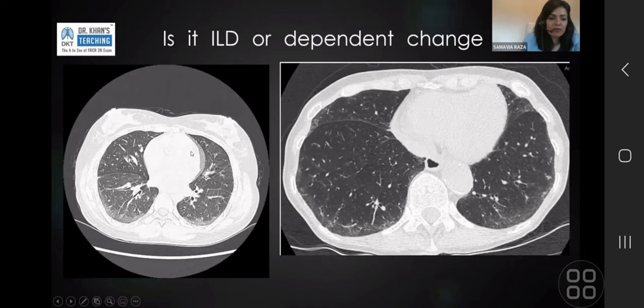If you see changes, look for them anteriorly and laterally. If you can't find anything, ask yourself, is this all just dependent change? Am I overcalling ILD?